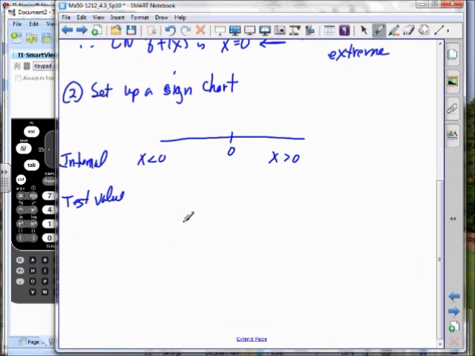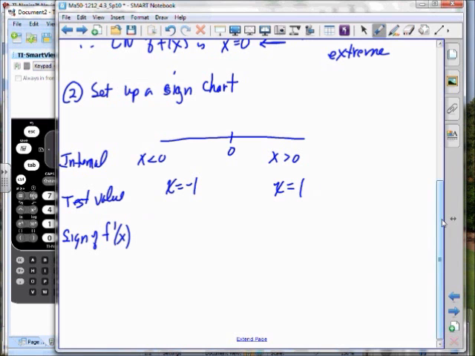So we're going to take a test value in each interval, and I always go for the easiest one I can. Maybe x equals -1 and x equals 1. And I'm going to find out the sign of the first derivative. That's all I need is a sign. If the first derivative is positive, the function's increasing. If the first derivative is negative, the function's decreasing. I just need the sign of it.